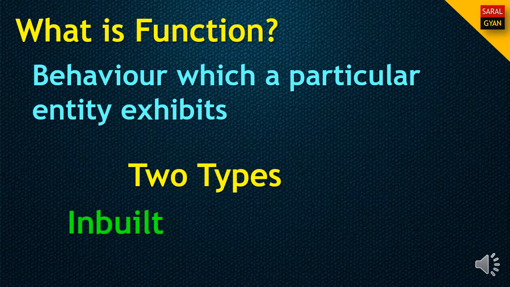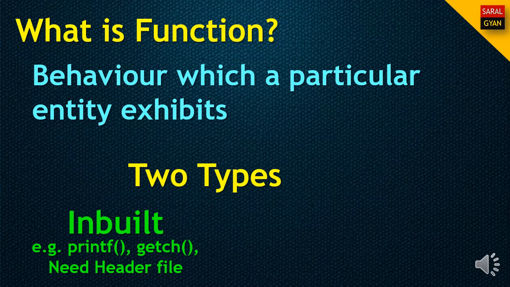The first category is known as the inbuilt function, which is defined inside the environment of that programming language. For example, in the context of C language, the printf function and the getch function are defined inside header files. That's why if we want to use any such function, then prior to that we have to include the respective header file for successful execution. Otherwise, an error like function prototype not found may come in the program.